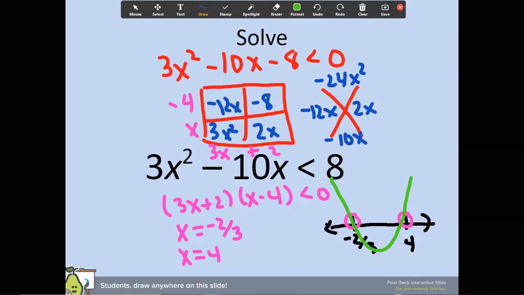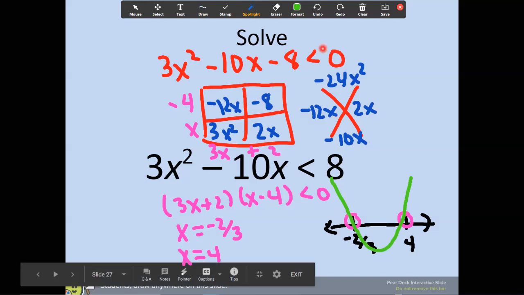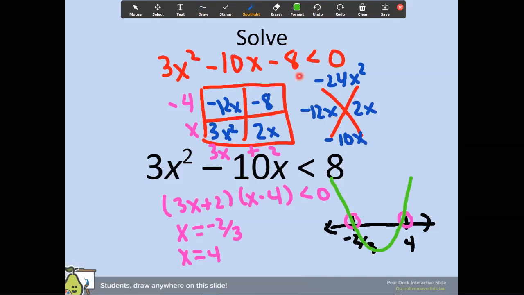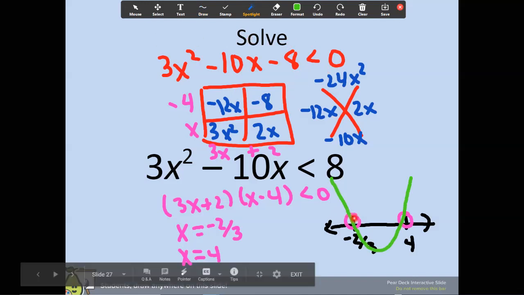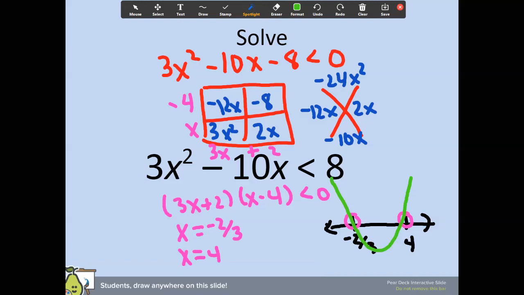And now let me get my spotlight. I want to know, where is this parabola less than 0? Where is this parabola below the x-axis? So here and here, these two pink circles, this is where it is on the x-axis. In between here, it is below the x-axis. Outside of 4, it is above. Outside of negative 2/3, it is above. And again, I want it where it is beneath, less than, so right here. So I am going to be shading in between, and that's my graph. That's kind of how I think about it.